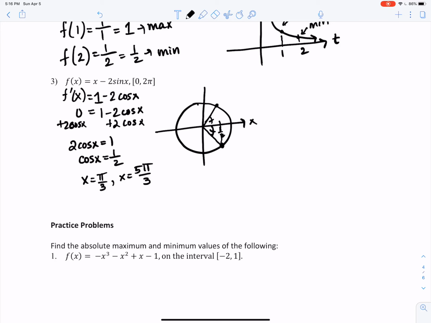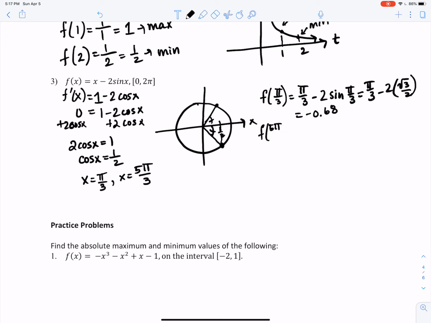Our next step is to substitute those back into our original equation. So I'm going to find f of pi over 3. That's pi over 3 minus 2 times the sine of pi over 3, and the sine of pi over 3 is the square root of 3 over 2. And this equals negative 0.68.